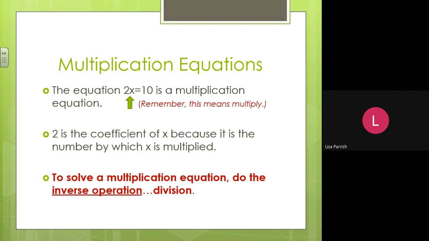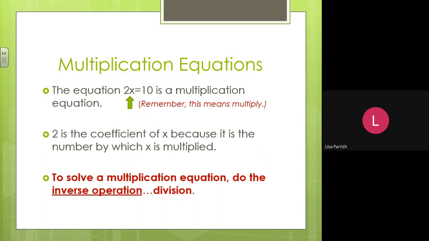We call 2 the coefficient of x because it is the number by which x is multiplied. Remember when we labeled parts of an expression? The number that is attached to the variable is your coefficient. We call that like the coworker of the variable. So that's how you remember what that's called.